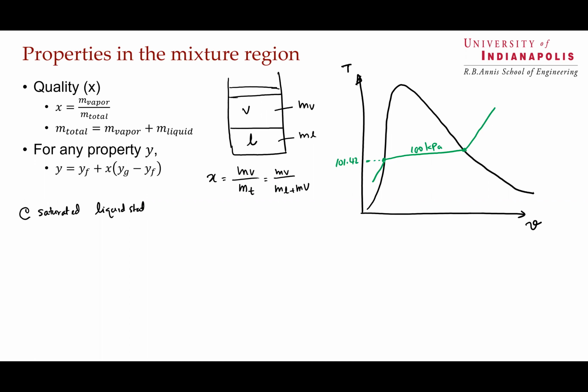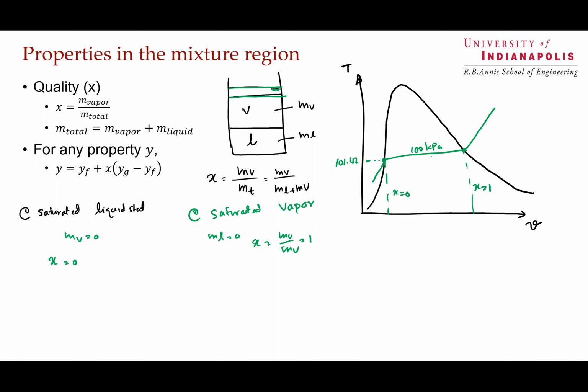So at saturated liquid, that means this entire container contains only liquid. So mv is 0. So we have x equal to 0. So at this state, x equal to 0. And then at saturated vapor, everything is converted to mv, and then ml is 0. So x equals mv divided by mv, which is equal to 1. So here, x equal to 1.